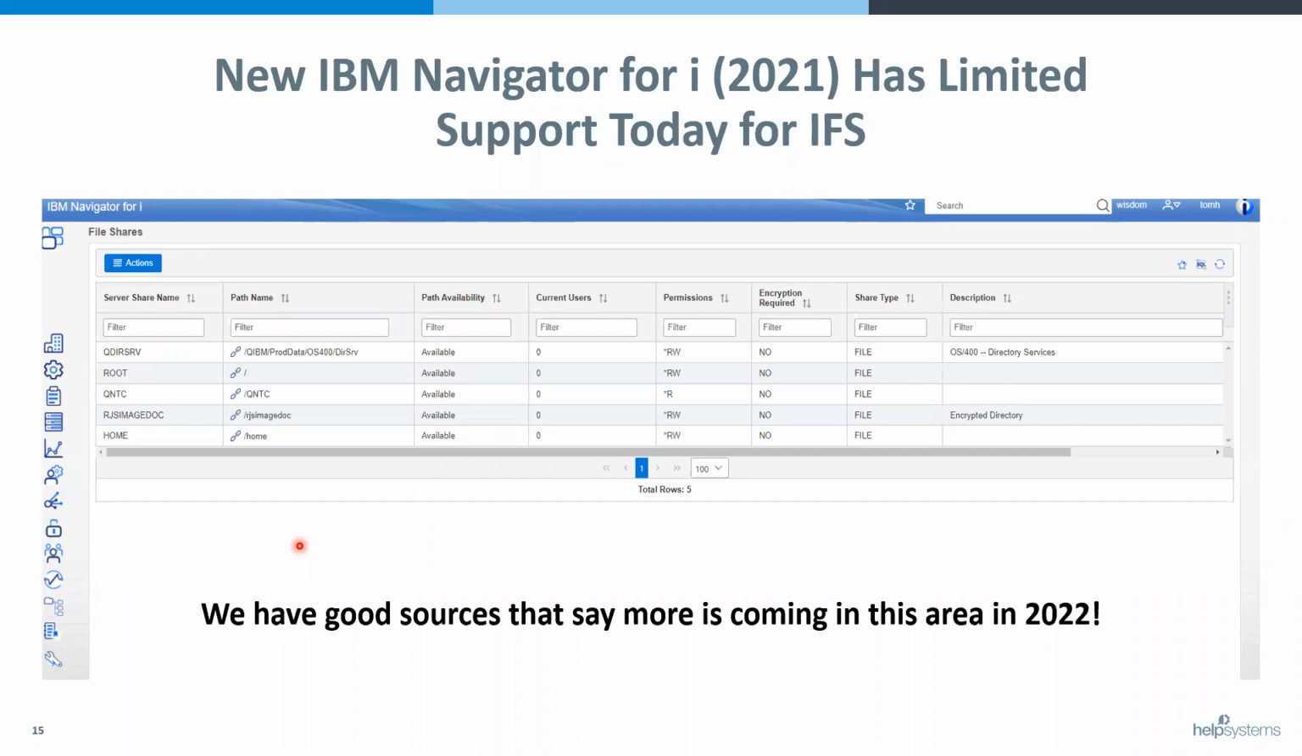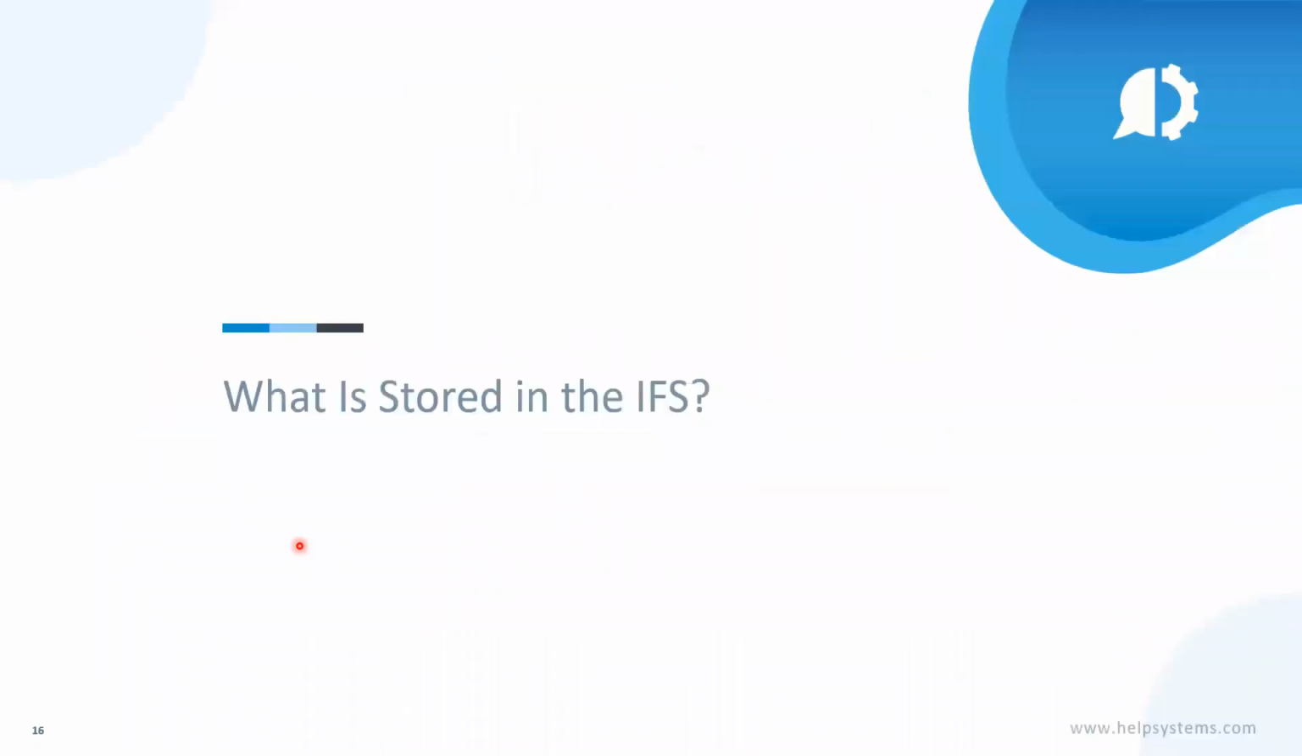I have been told by some good sources that there'll be more coming in this area, and I clearly expect that because the older version is being obsoleted over time. So that's something you'll want to check with IBM on if you're still using it. There will come a point in time where it's basically unsupported technology. And by the way, if you haven't tried the new version of IBM Navigator for i, it does fly. It performs quite well, and I'm very excited about that.